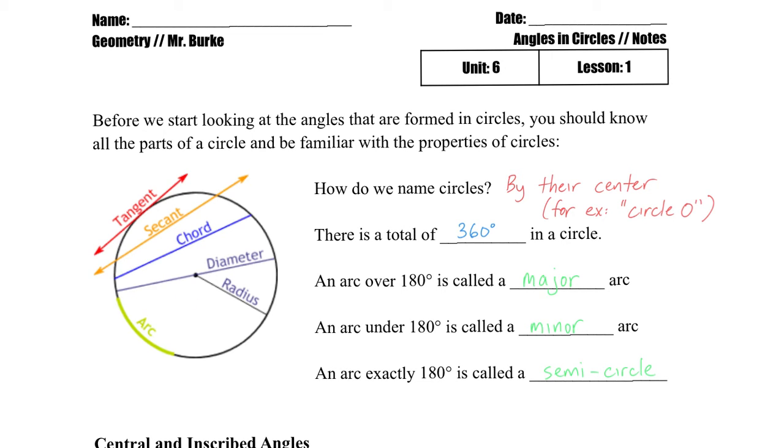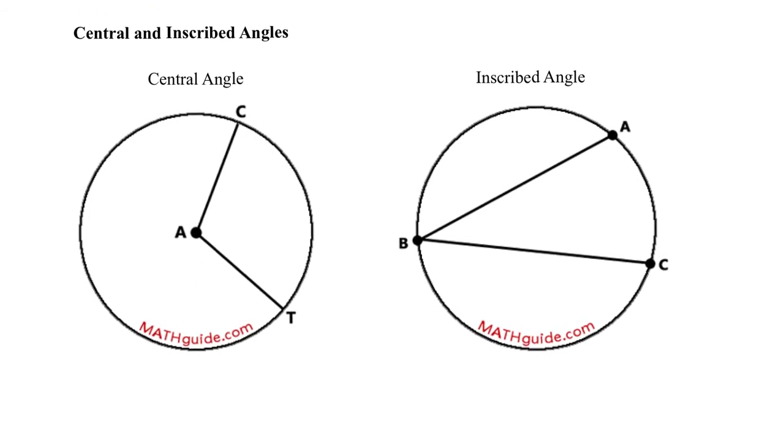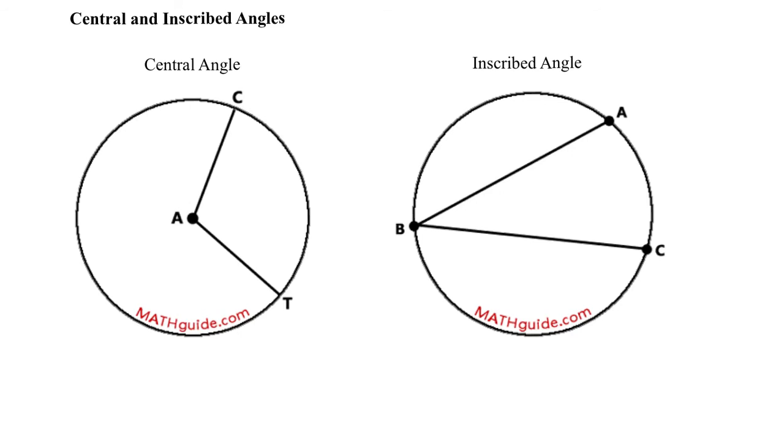And now we can actually talk about some angles that are formed in circles. We're going to look at some pretty complex diagrams over the course of this lesson. But all of them really boil down to these two types of angles right here. We have a central angle and we have an inscribed angle. Now, the way that you can tell the difference with those is where their vertex is. With the central angle, the vertex is actually on the center of the circle.